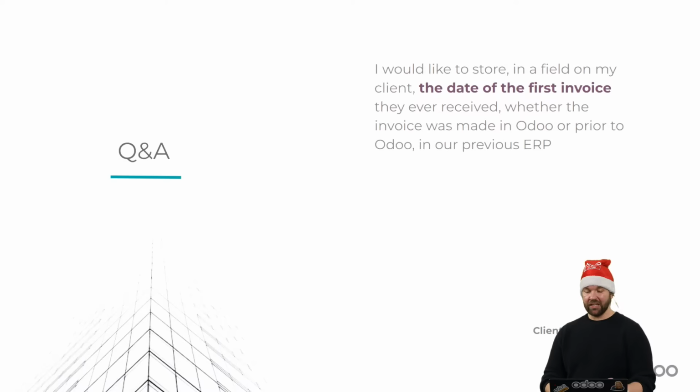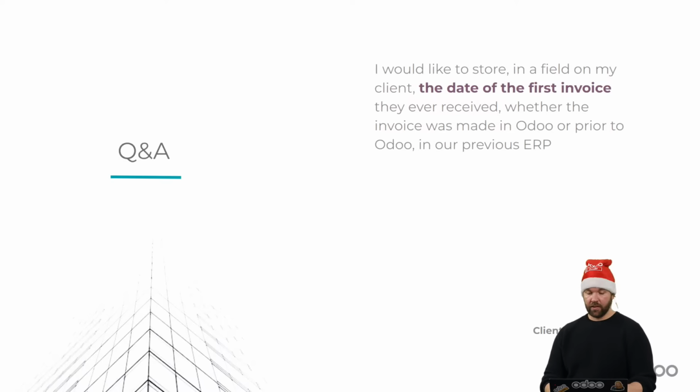You would like to store in the fields on my client the date of the first invoice they ever received, whether the invoice was made in Odoo or prior to Odoo in a previous ERP. So it was a client question. My first thought would be, what's the added value? What are you doing with this information? How is it going to help you generate more revenue? How's it going to help you run your business more effectively?